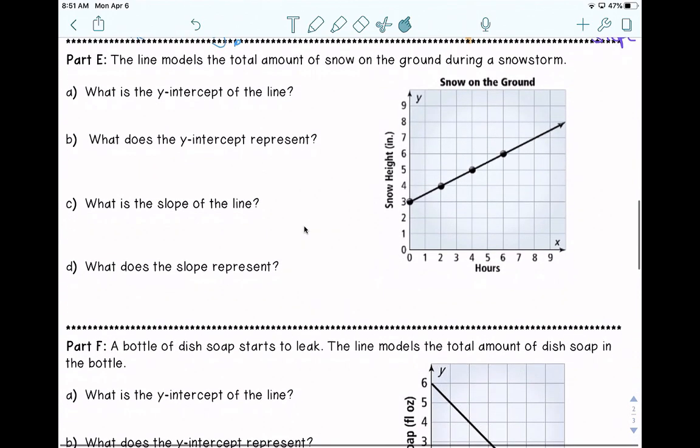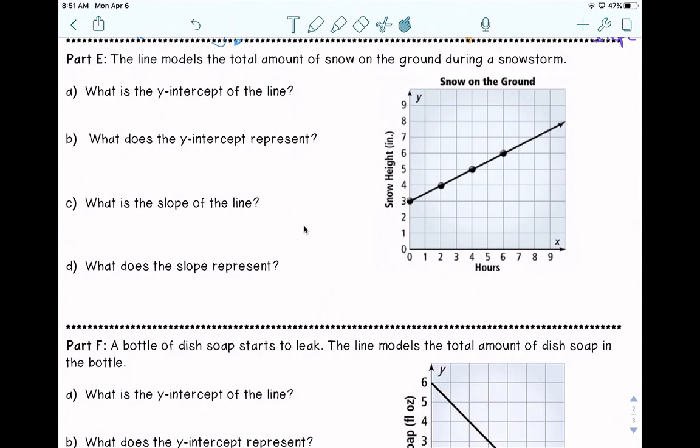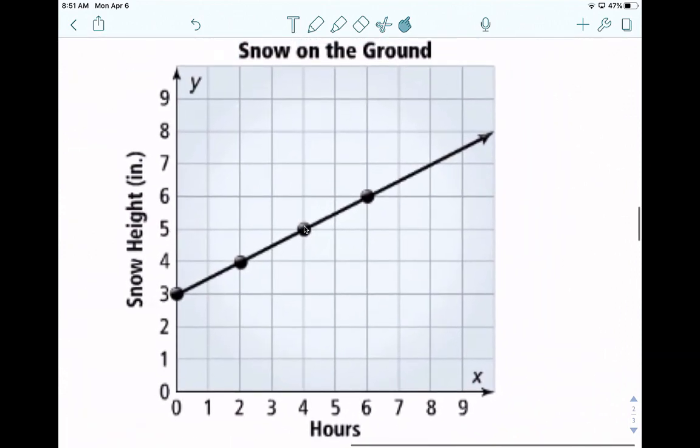All right, part E, you get a graph. It's all about the snow on the ground. We want to know, what is the y-intercept? What does it show or represent? What is the slope, and what does the slope represent? So let's look at the y-intercept first. The y-intercept is where it's going to cross that y-axis. So I'm going to highlight my y-axis.